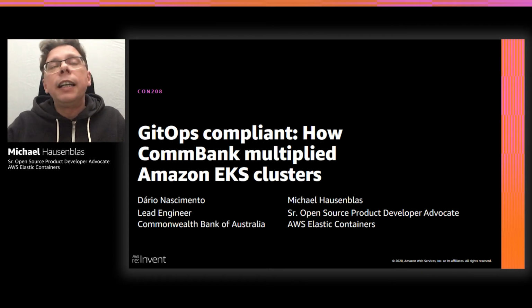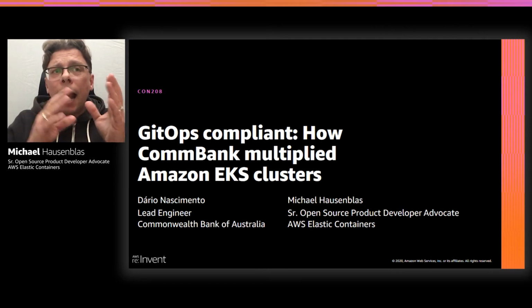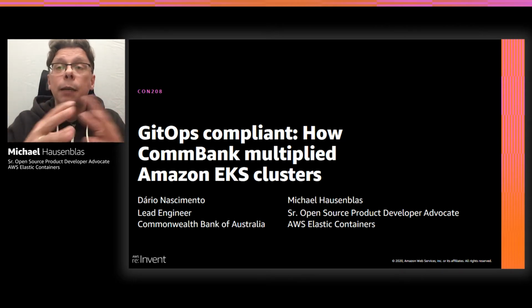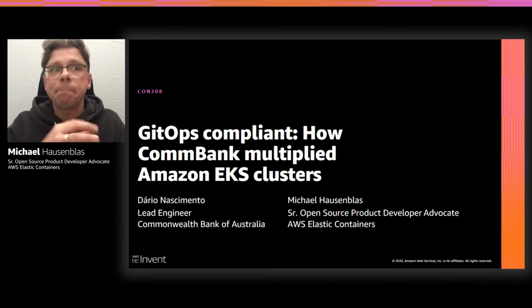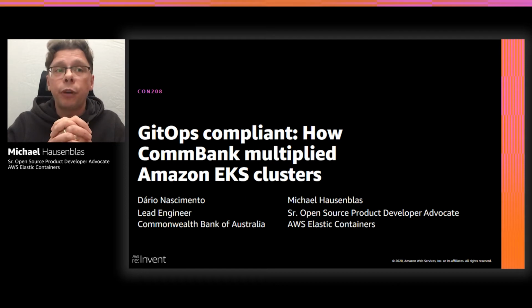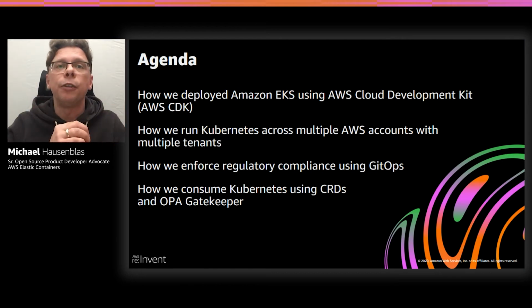We will, in this session, have a look at how CommBank deployed Amazon EKS using the CDK and how they ran multiple Kubernetes clusters across multiple AWS accounts with multiple tenants, and how the regulatory compliance was enforced, and last but not least, how the OPA Gatekeeper project was used to make sure the compliance is in place.